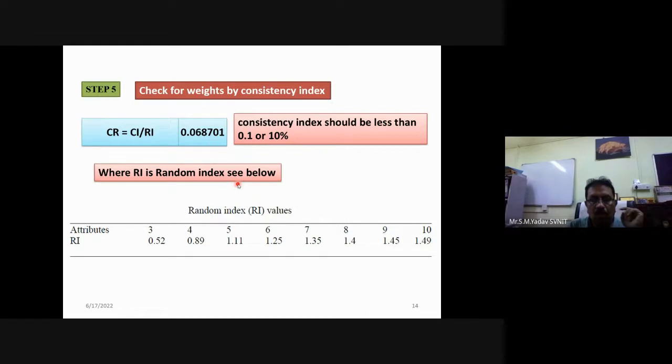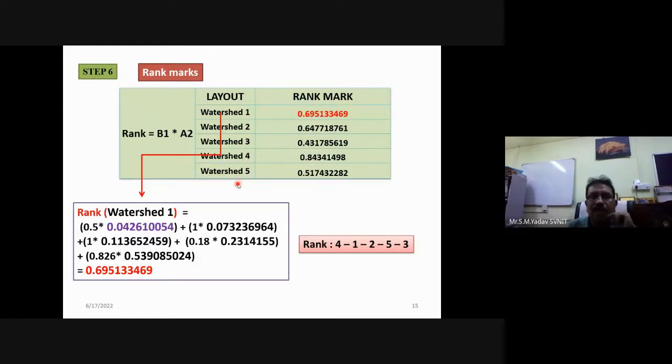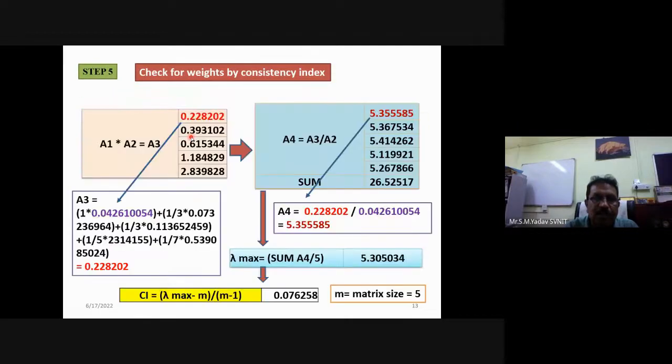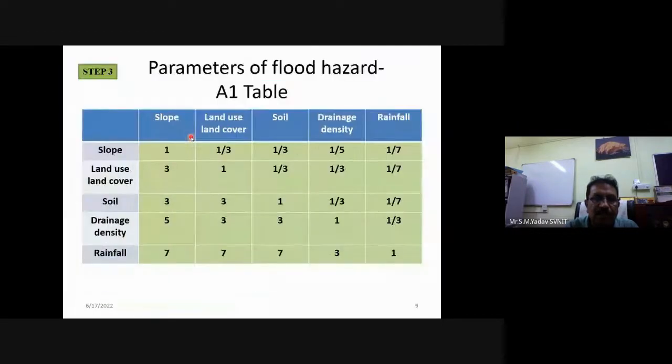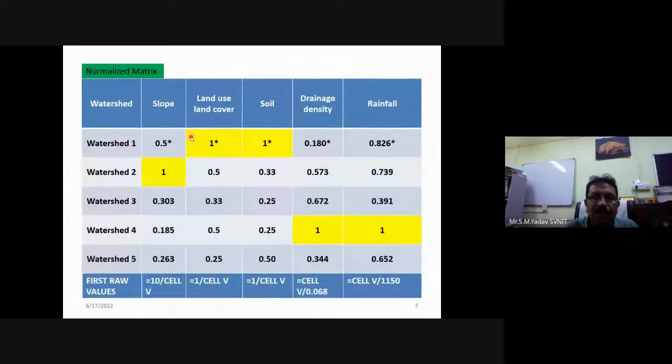Now we will go for the ranking of watersheds. What you have to do is B1 into A2. What is your B1? This table is your B1, the normalized matrix.